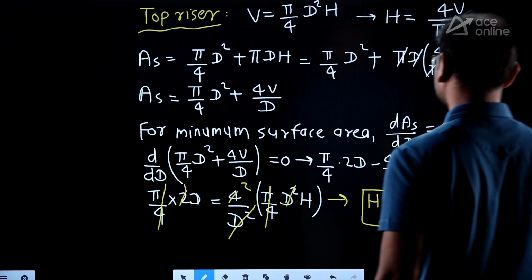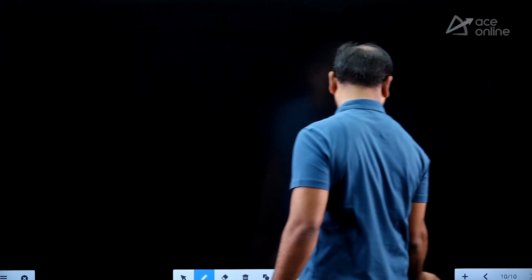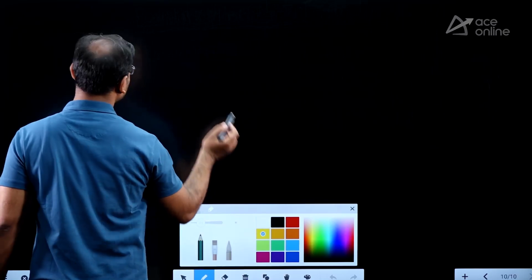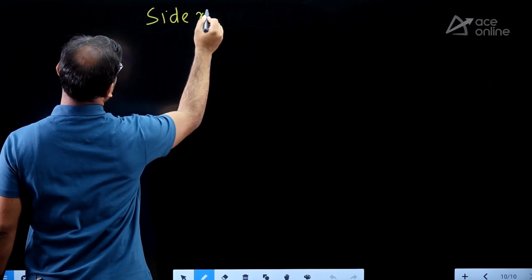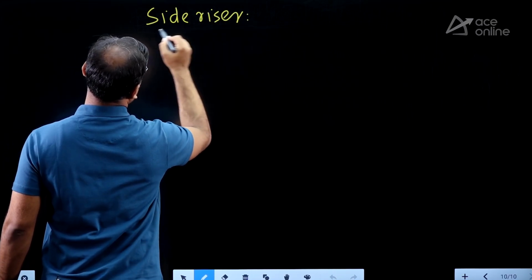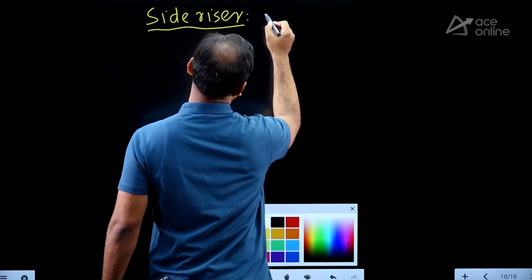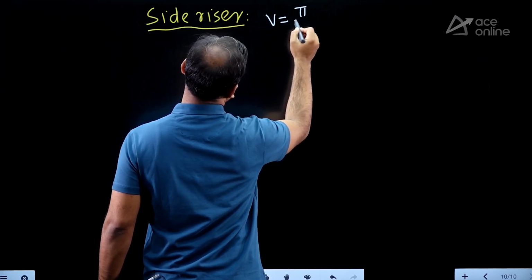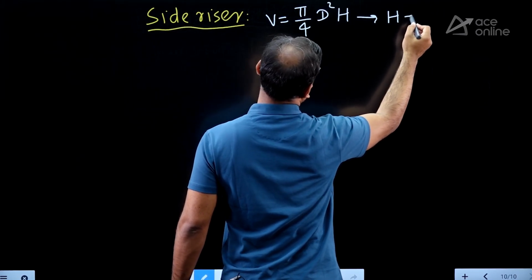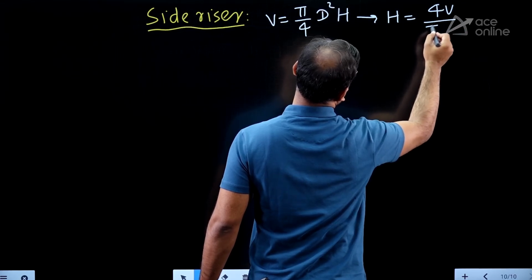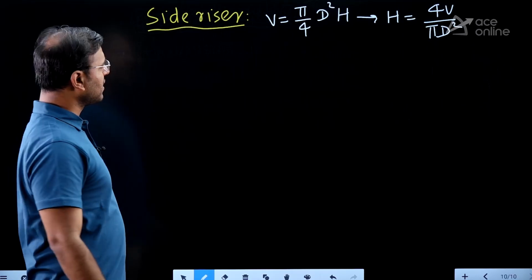Now guys, discuss the condition for side riser here. Okay, side riser. And the volume is equal to pi by 4 D square H, same. H is equal to 4V by pi D square. H is equal to 4V divided by pi D square.